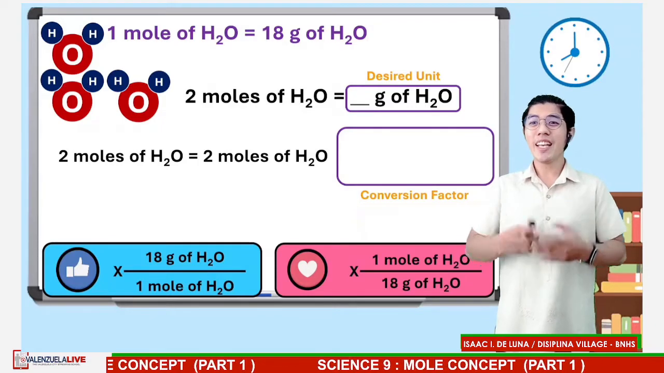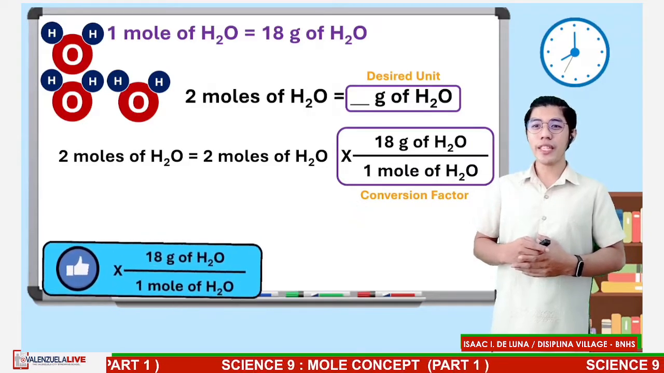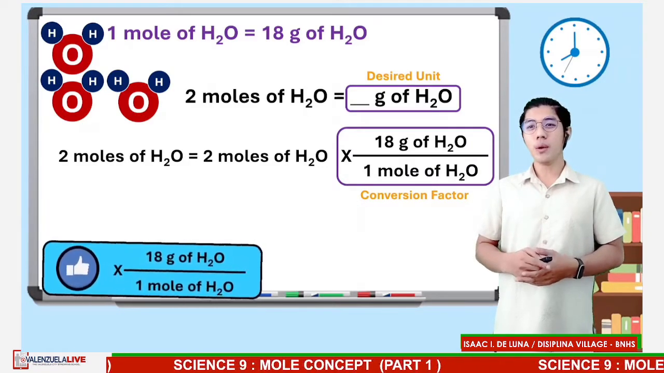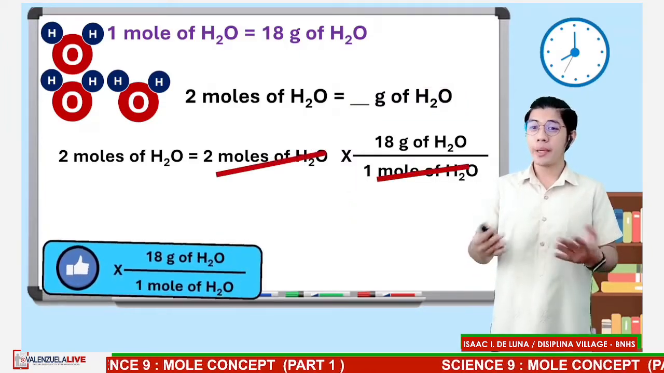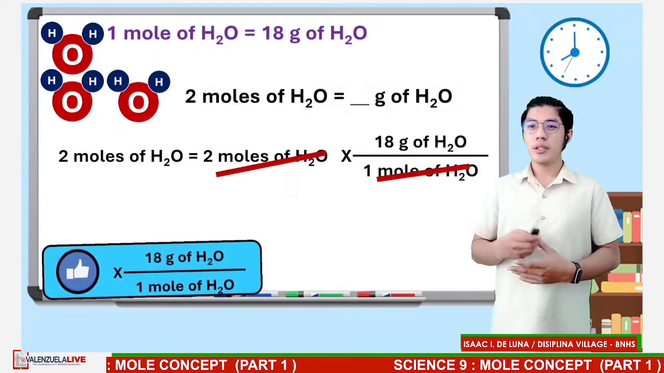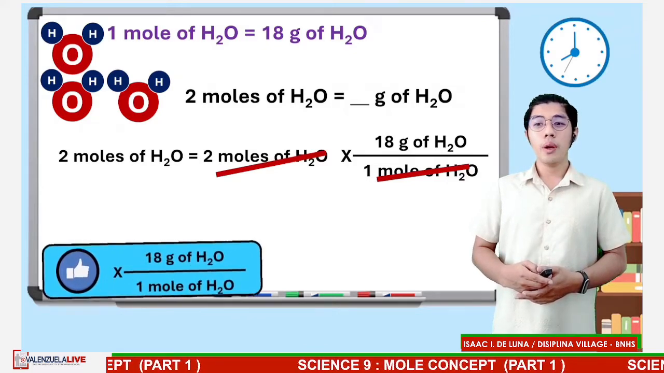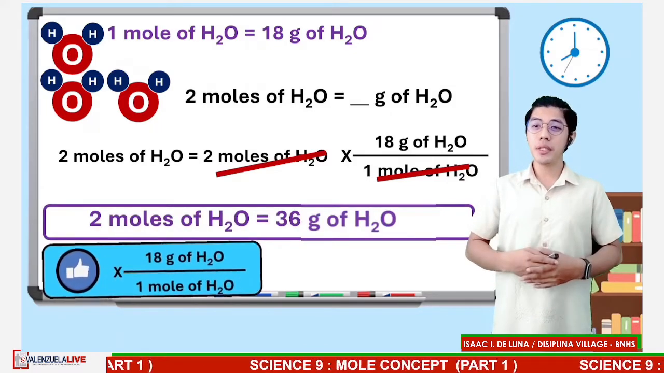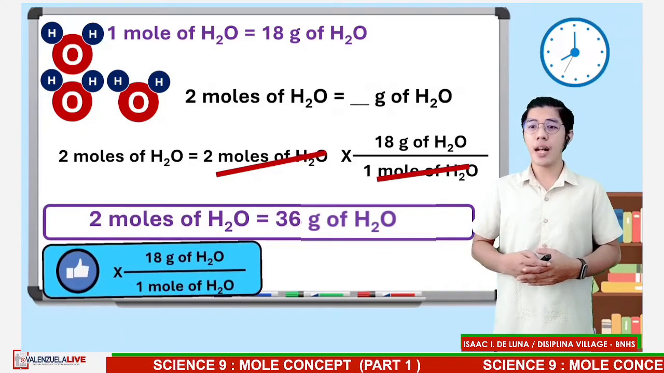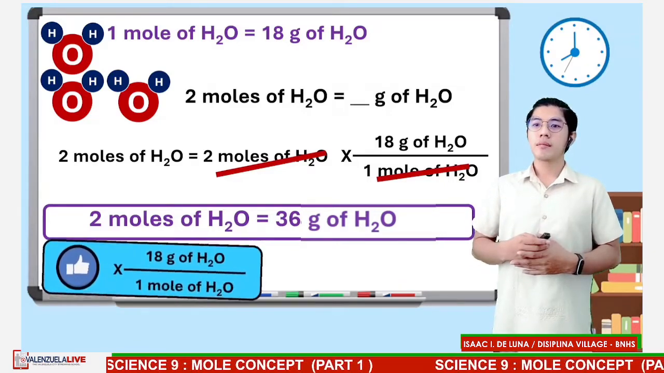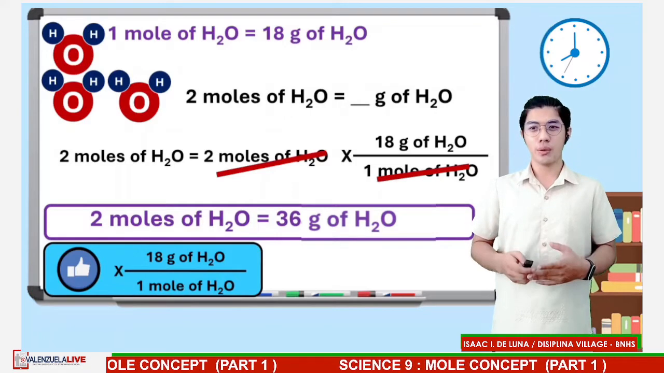Very good. Your answer is correct. We must use 18 grams of H2O over 1 mole of H2O as the conversion factor. By performing this calculation, the unit moles of H2O will be cancelled out and the unit grams of H2O will remain. And this will give us a value of 36 grams of H2O for 2 moles of H2O.